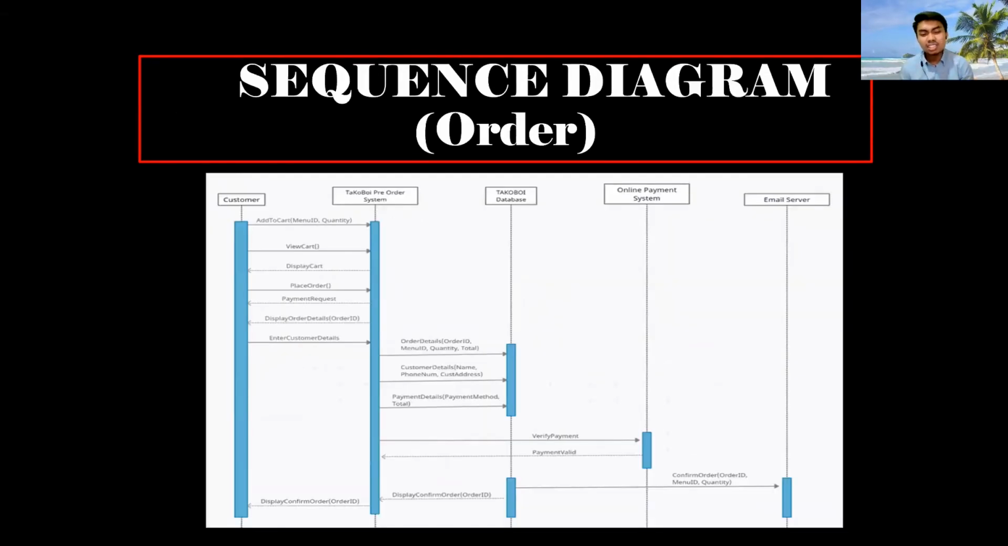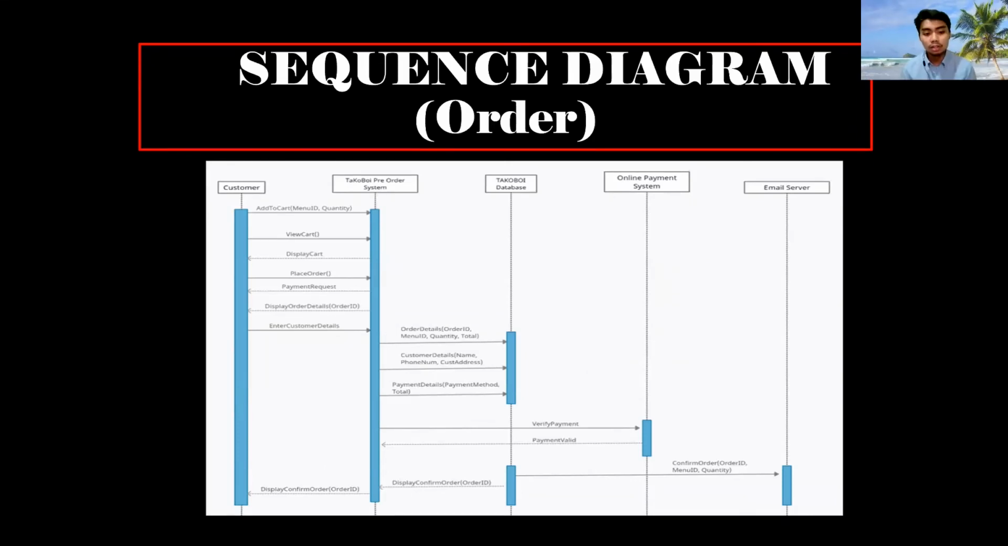Next, this is the crucial part of our sequence diagram, where it operates the ordering system. First, the customer will add to cart their menu ID and the quantity to the Takoboi pre-order system, and then they can view the cart. And then the Takoboi pre-order system will return a message where it displays the cart that the customer has ordered.